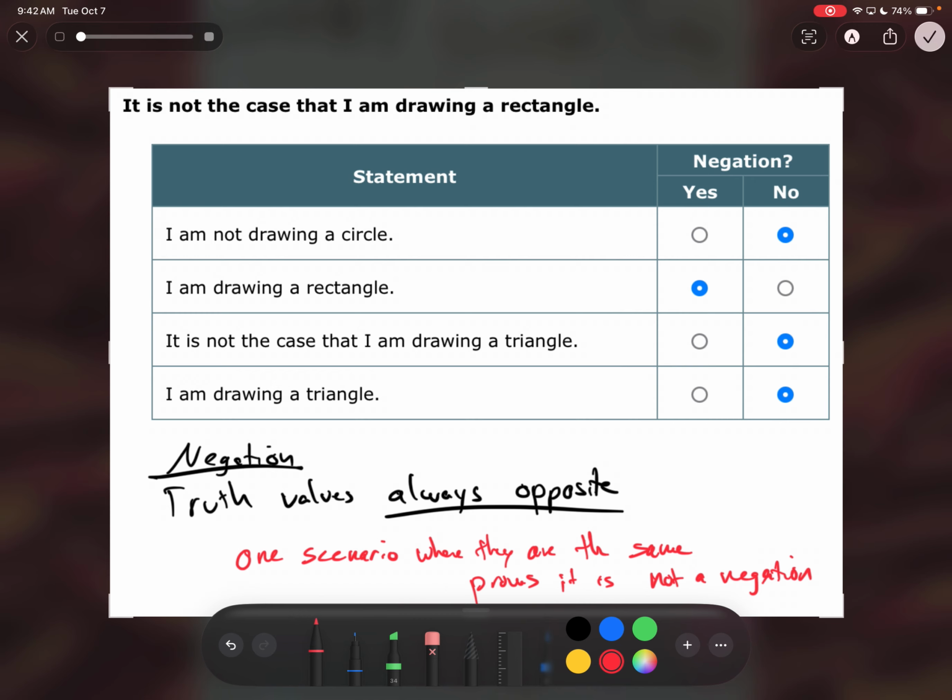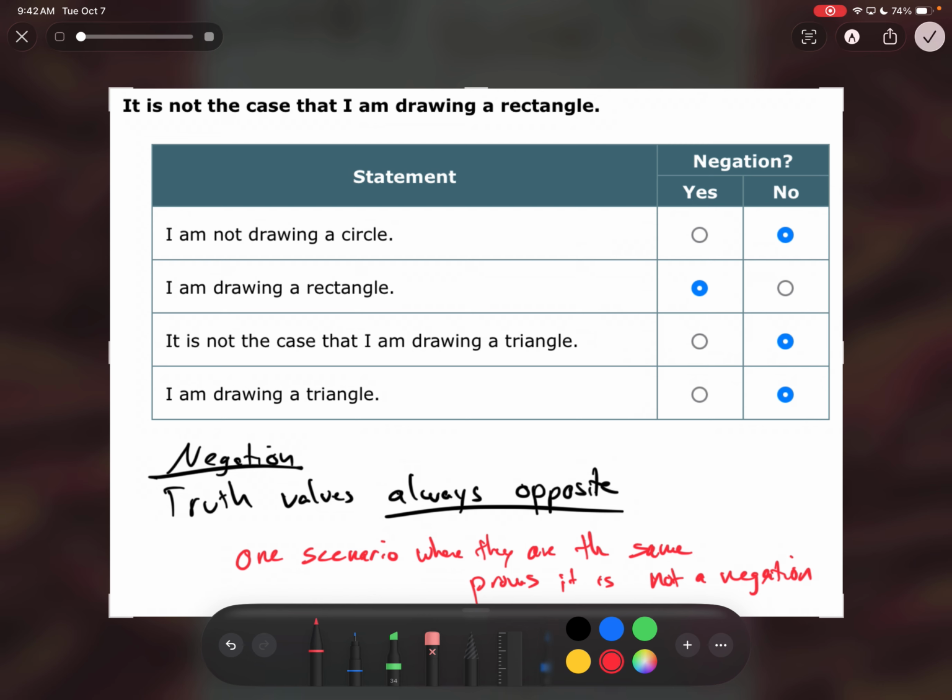The opposite of that would be, I am drawing a rectangle, right? So that's kind of what we're looking for here. This one, the first statement: I am not drawing a circle. Well, just because you're not drawing a circle doesn't mean you're not drawing a rectangle, right? You could be drawing a triangle. I am drawing a rectangle. That would be a negation.